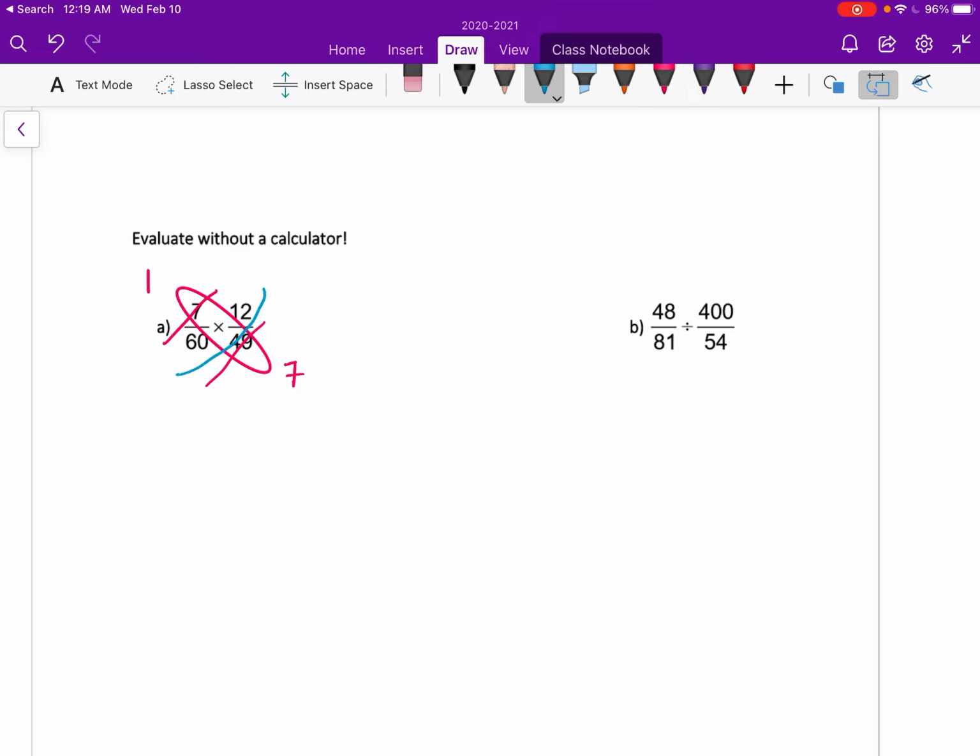Let's look at our other wing. We have 12 and 60. 12 divided by 12 is just 1. 60 divided by 12 is 5. 1 times 1 is going to give me 1. 5 times 7 is going to give me 35. So my answer is 1 over 35. Can't reduce that.